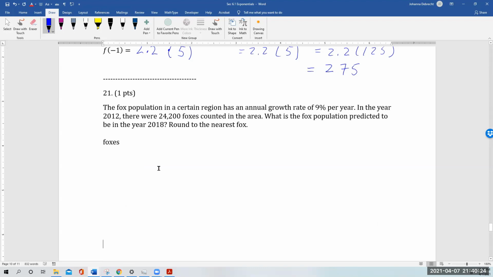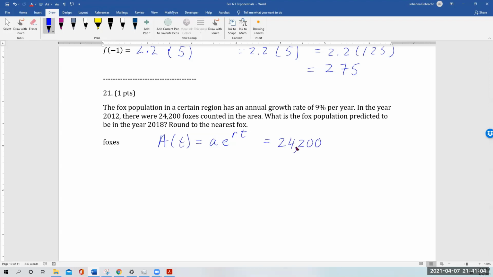Because we can assume that the population is a continually growing population, we can use the continuous growth formula. The continuous growth formula is the one that says A of t is equal to the initial amount A times e to the RT power. Our initial number of foxes counted in the year 2012 was 24,200. That's what we'll let A be. So we'll write 24,200 for our initial amount in the year 2012.